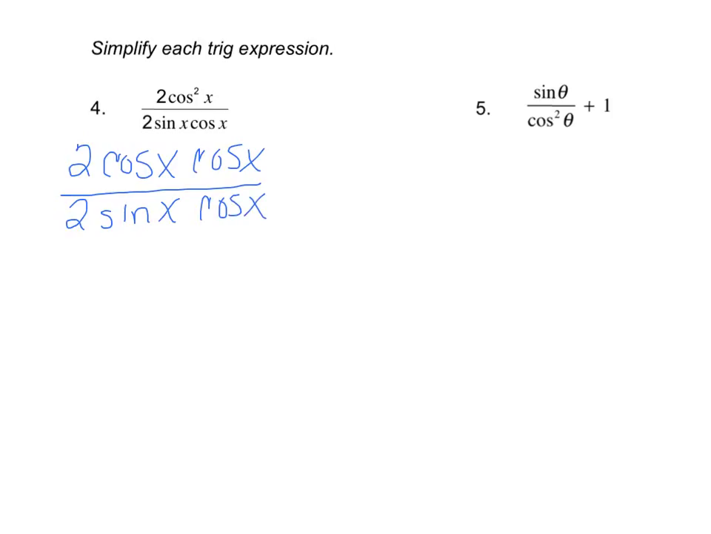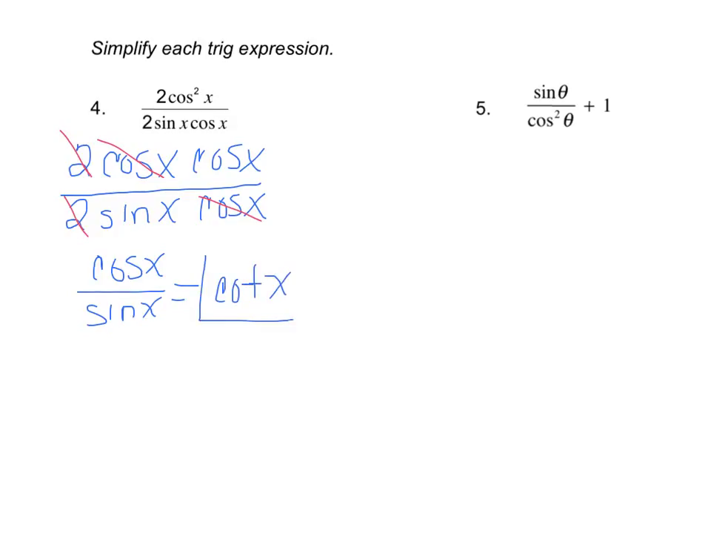Alright, it's all multiplication, so is there anything I can cancel? Oh, I can cancel a 2 for a 2, and I can cancel a cosine for a cosine. So let's see, what do I have? I have cosine of x on the top, and I have sine of x on the bottom. Now, can I simplify that even more thinking of trig terms? What's cosine over sine? Oh, hopefully somebody said cotangent, so it's cotangent of x.